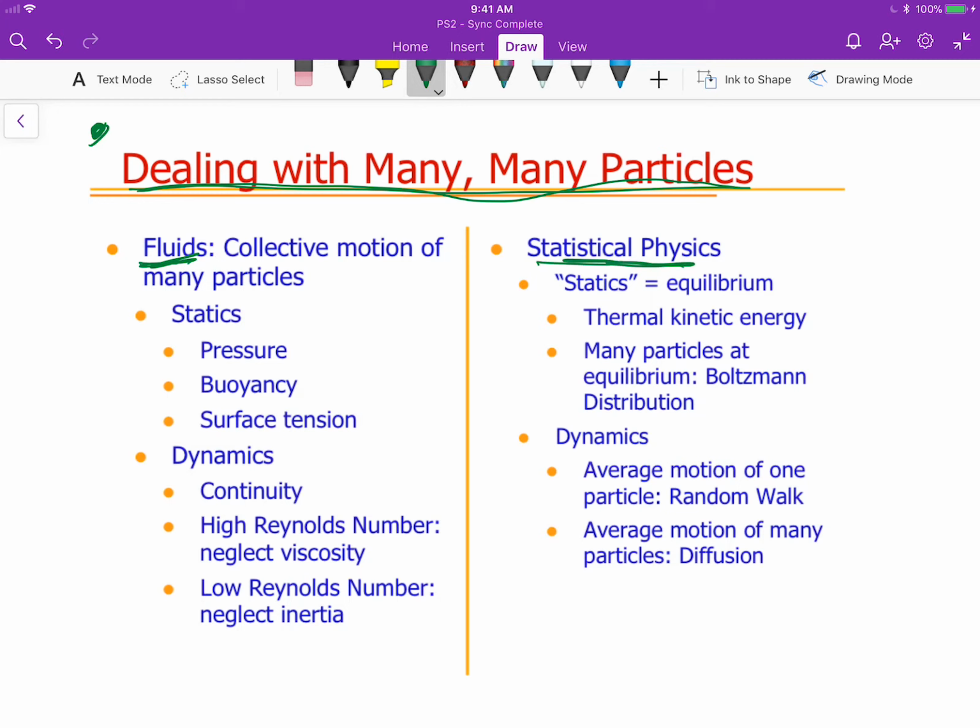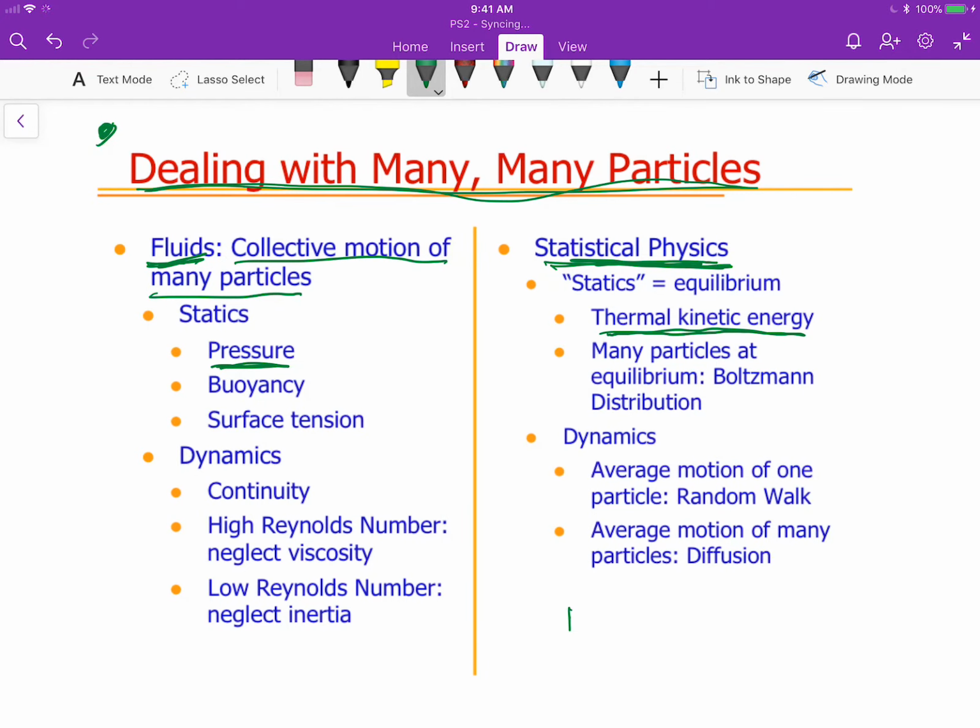And the big difference here is with fluids, even though it is the collective motion of many particles, we actually ignored that there were particles there, and we just talked about the bulk properties, things like pressure, whereas with statistical physics, we actually talked about the thermal kinetic energy of a particular particle. We actually looked at the different particles. Einstein, through pollen grains being bombarded by water molecules, told us that fluids are actually made of molecules.